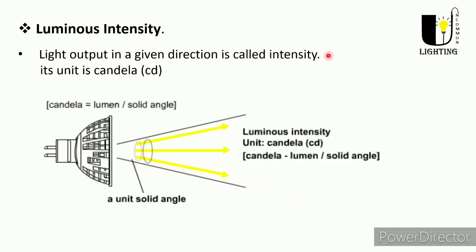Luminous intensity. If you see the figure, this is a lamp figure, or you can say a torch figure. So light in a particular direction is called intensity. That intensity is generally measured in terms of candela. The candela is the unit for intensity. So you can say candela is equal to lumen per solid angle.